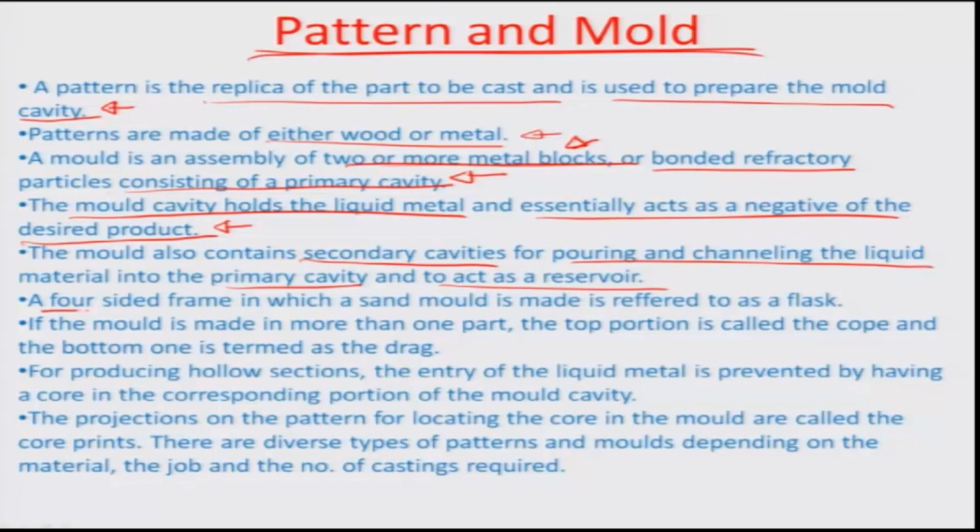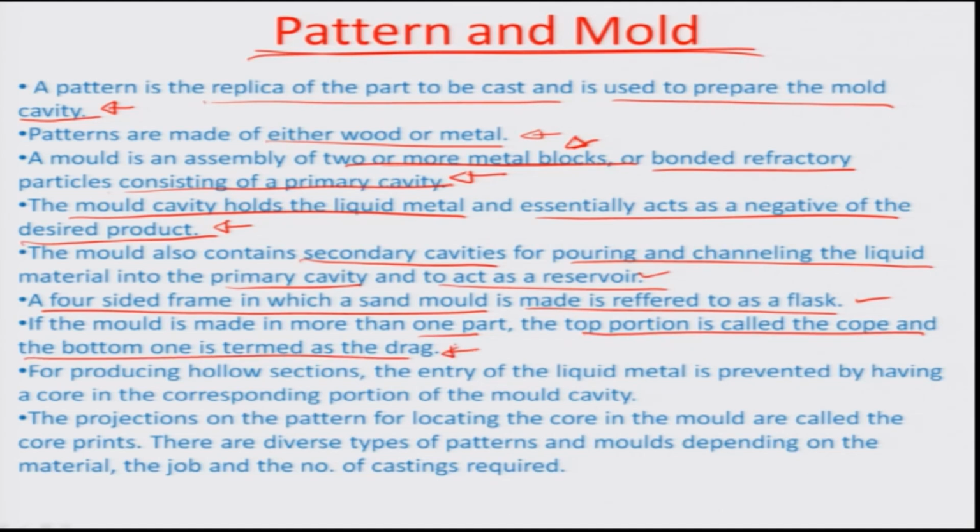So, it is obviously a wastage of material, because you want to design the riser and runner in a manner so that the wastage is very little, but still there is going to be wastage of material during this pouring process. Okay. A 4-sided frame in which sand mold is made is referred to normally as a flask. So, the mold is made of more than one part. The top portion is called the cope and the bottom one is termed as the drag, as I think I had already told you.